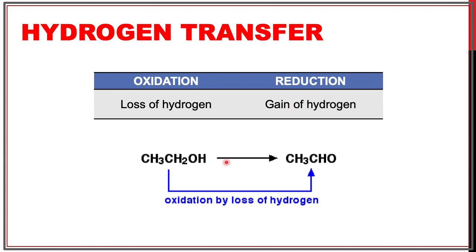I give an example here. CH3CH2OH. From here you can see that the hydrogen count is 3, 2, 1, so 6 hydrogen. And for this CH3CH4, we have only 4 hydrogen. So it means that this CH3CH2OH lost hydrogen. So this process is an oxidation process.